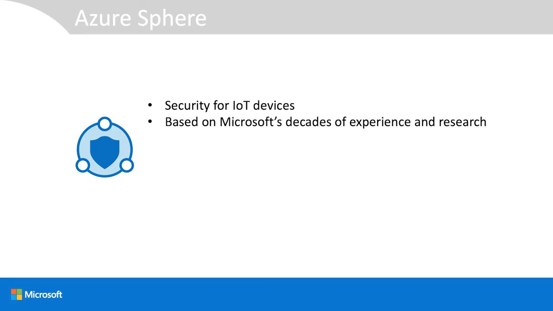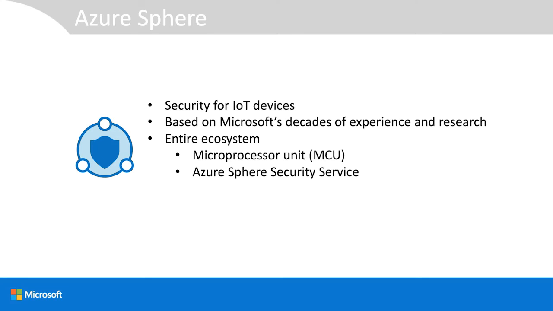Azure Sphere is built on decades of experience and research by Microsoft. In fact, Microsoft even wrote a white paper called 7 Properties of Highly Secured Devices. And this white paper is the basis for the Azure Sphere ecosystem. Notice that I just said Azure Sphere ecosystem. That's right. Azure Sphere is an entire ecosystem consisting of a microprocessor unit, or an MCU, that's physically on the IoT device, the Azure Sphere security service that runs in Azure, and the Azure Sphere OS that is embedded into the MCU. So together, these components make up the Azure Sphere ecosystem.